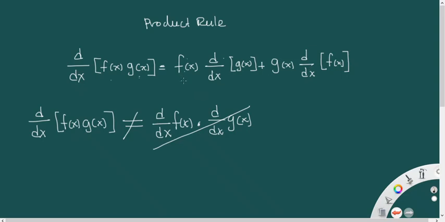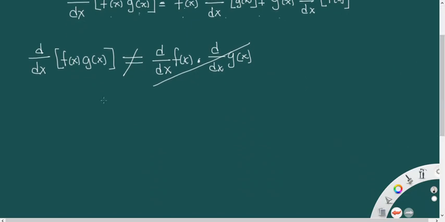Then it is the first function times the derivative of the second function plus the second function times the derivative of the first function. So this is the product rule. Just memorize it because you're going to use it a lot in your future calculations.